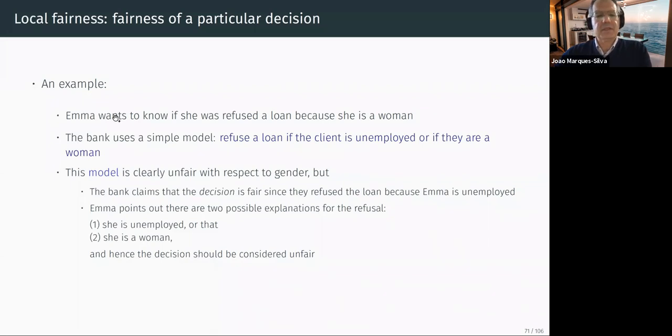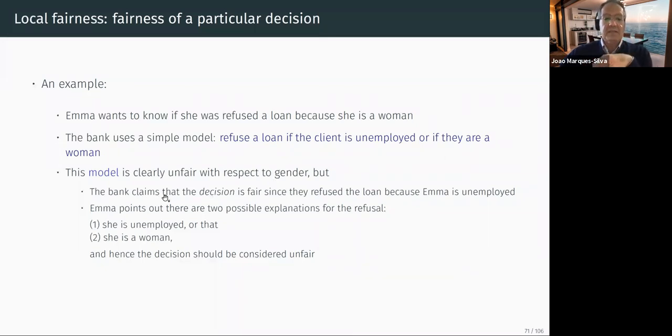Consider a lady, Emma, and she wants to know why she was refused a loan. If she was refused a loan because she's a woman. Okay, and the bank is actually using a very simple model. So they refuse a loan if the client is unemployed or if the client is a woman. Of course, there is bias here, right? So it's very unfair because it's going to use gender to reject a loan.